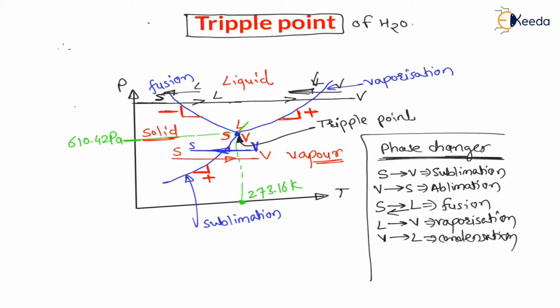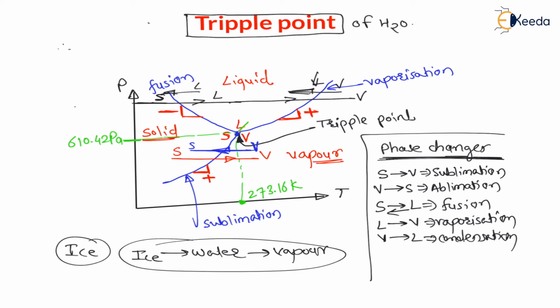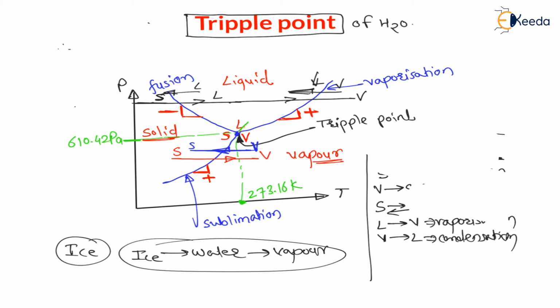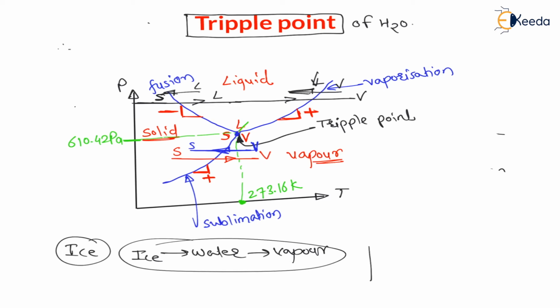Now my dear students, whenever you heat ice, let us say you are heating ice, then what is the order of phase change? Ice becomes water and after heating again water becomes vapor. Why is this so? We are heating this ice at a pressure equal to 1 atmospheric pressure, right? Because in atmospheric condition we are doing operations on the ice.